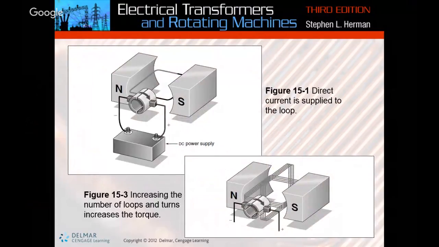Okay, here's the figure of just a regular old DC motor. This is exactly what we made in our lab, right? Besides for two of our guys that weren't here, I think everybody here made one of these. There's our DC motor right there, gentlemen. And then, of course, increasing the number of loops and turns increases the torque. Okay?